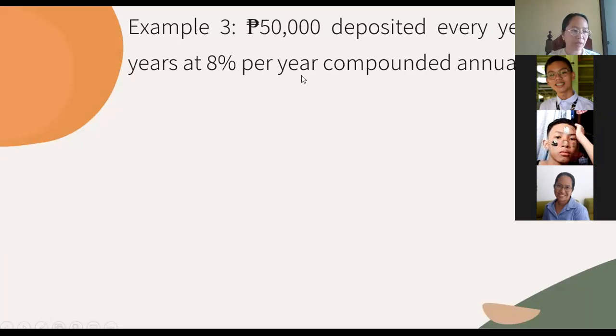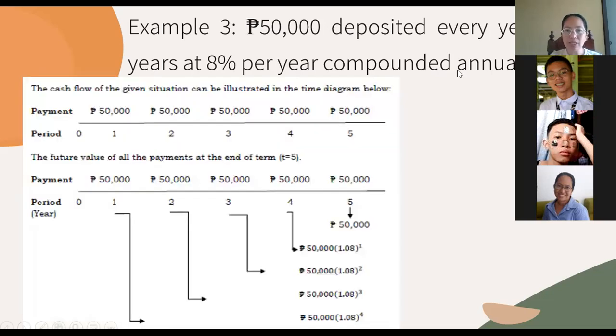So 50,000 deposited every year for 5 years at 8% per year compounded annually. So obviously, this is an example of a simple annuity. Di ba? Kasi sabi, deposited every year and then the interest will apply compounded annually. So same, yearly basis siya. So simple annuity ang ating first example.